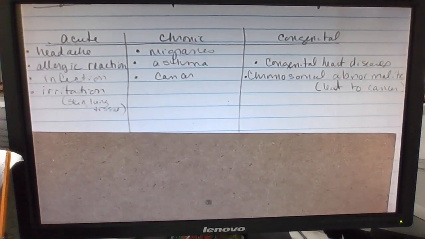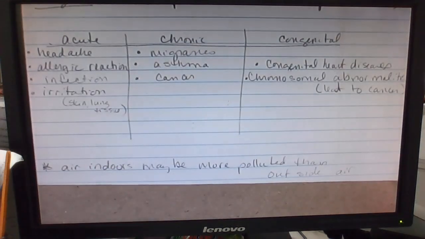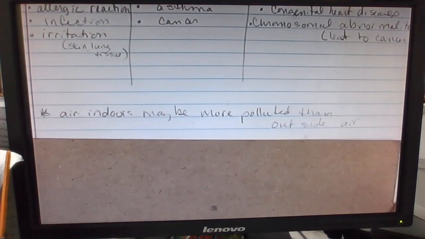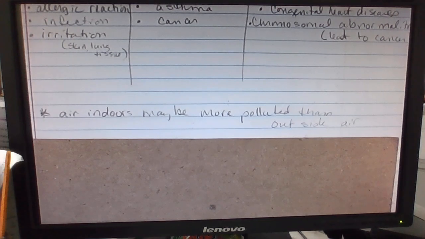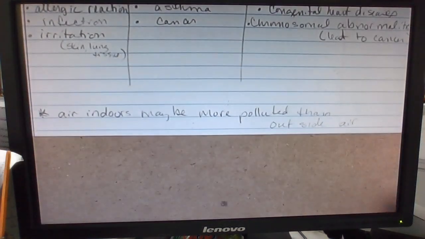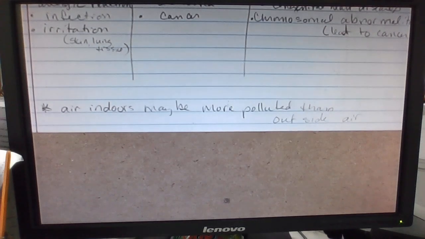So, pollutants outside, right? Go inside, right? Because you'll be safe inside, yeah? Not necessarily. Oh, well, no, I'm talking about pollutants. Air indoors may be more polluted than air outside.